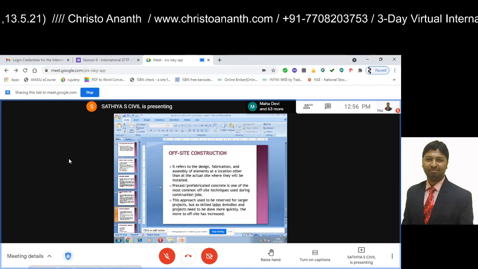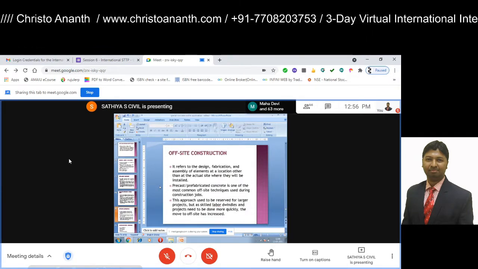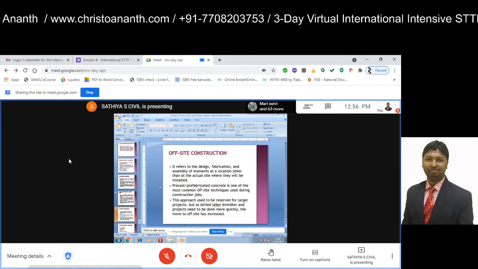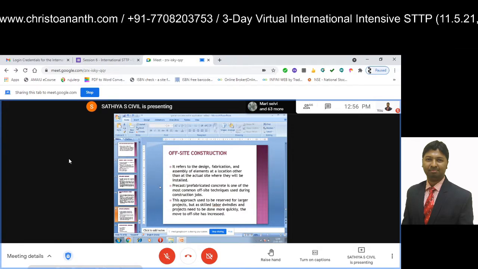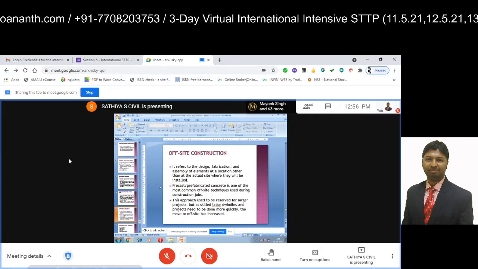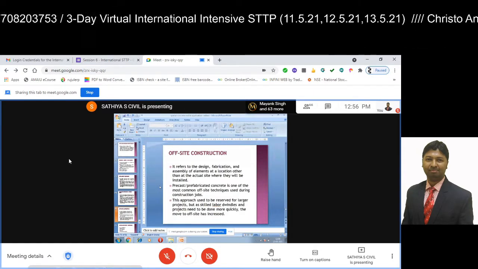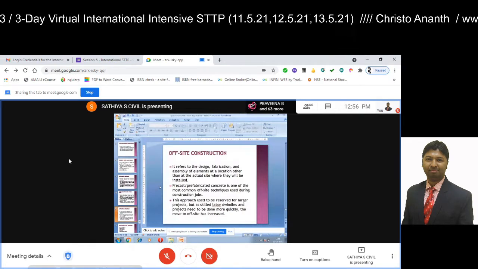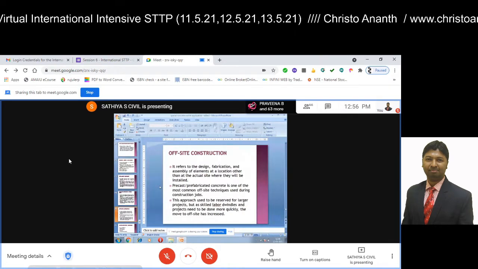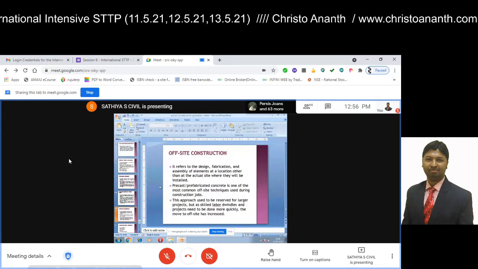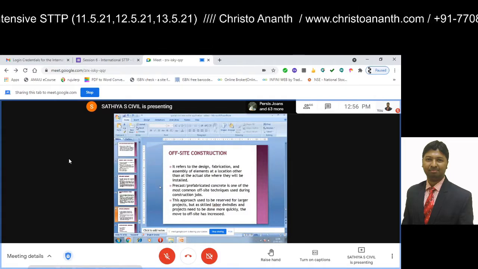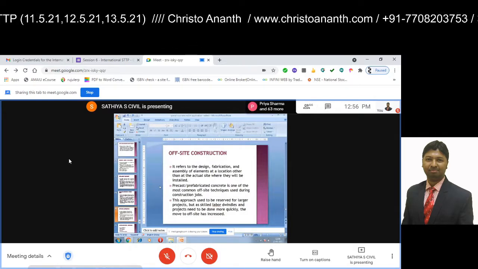Then off-site construction. Nowadays it is a trend. It refers to the design, fabrication and assembly of elements at a location other than at the actual site where they will be installed. Precast and prefabricated concrete is one of the most common off-site techniques used during construction jobs. This approach used to be reserved for large projects, but it needs skilled labor.